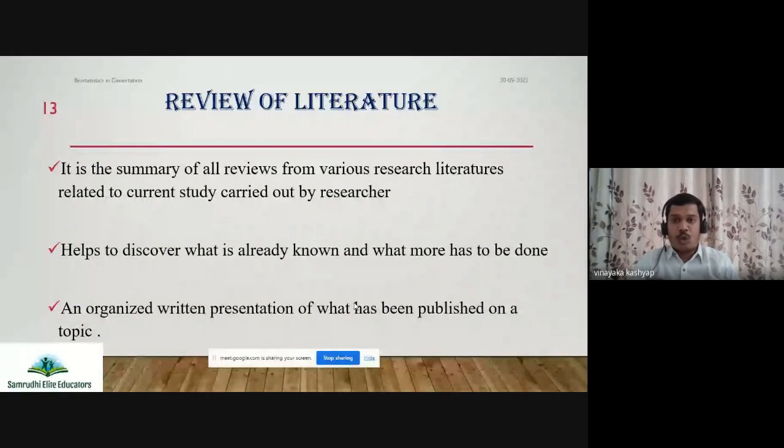And then you want to go with what more can be done, especially in your study. Do you want to prevent the occurrence of diabetic foot ulcer? If so, how are you going to do it? Is there any newer methodology? Is there any new treatment available, or any new preventable measure? All these things. Then you have to organize the written presentation of what has been published on a topic.